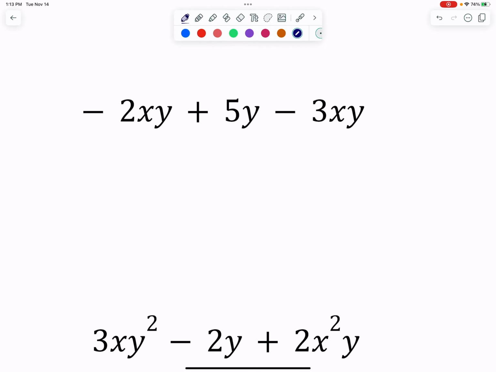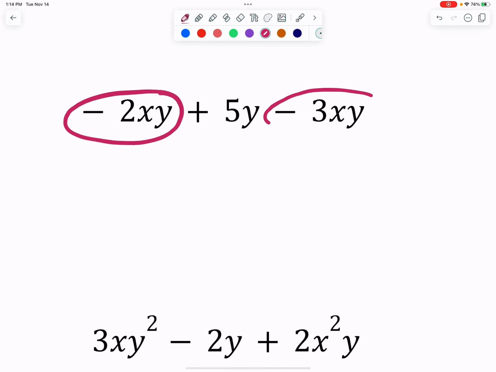Now, the biggest question I get asked is, Ms. Graham, how do I know where to start? Jump in, pick a term. So I am going to pick this one. And I'm going to go see if anything matches with it. I have an X and a Y and no exponents. And here's another one that has an X and a Y and no exponents. So I'm going to write them down next to each other.